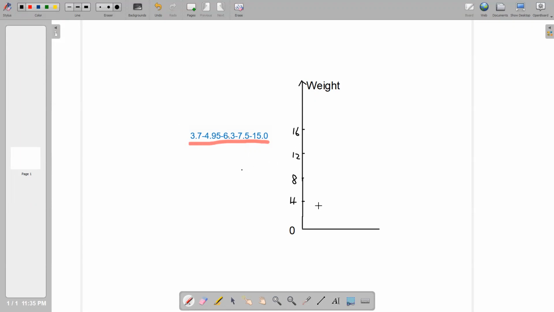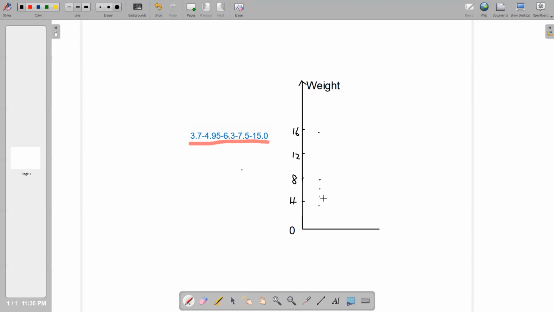For 3.7, it's somewhere here, below 4. And 4.95 is close to 5, so about a quarter above 4. This is Q1. And 6.3 is the median, a little above the middle of 4 and 8. If you have a ruler, it's very easy to label them. And 7.5 is very close to 8. Then you have 15.0, which is close to 16 here. So you have 5 marks. From bottom to top it's minimum, Q1, median, Q3, and maximum.